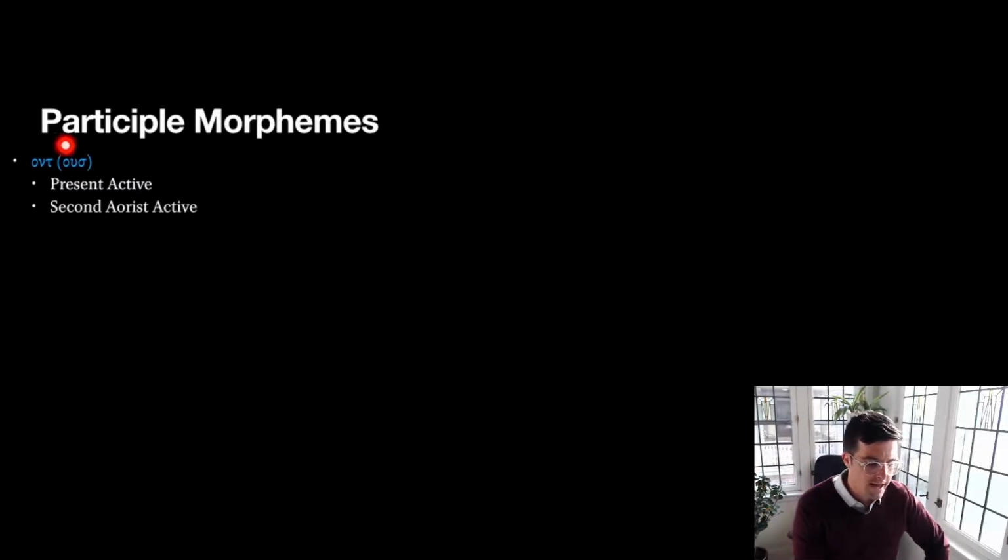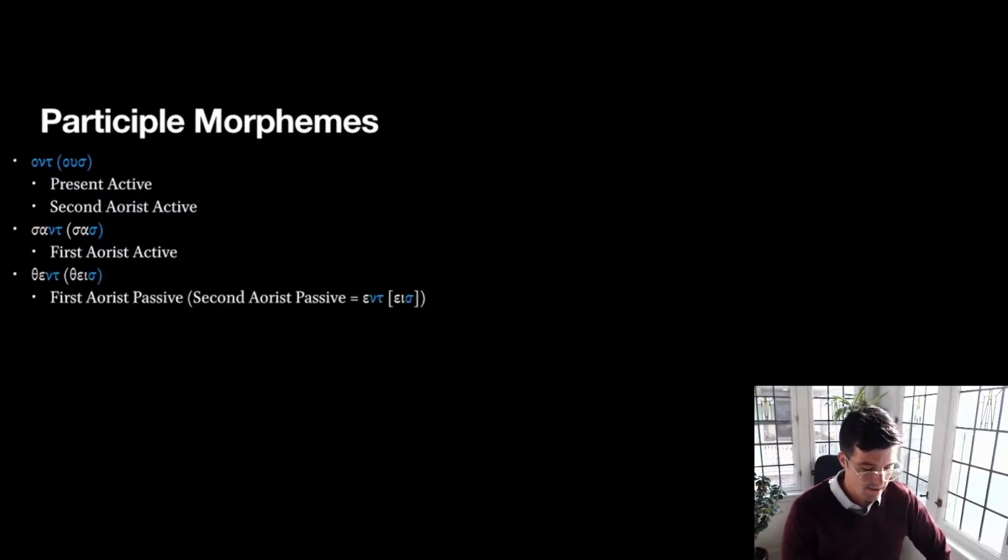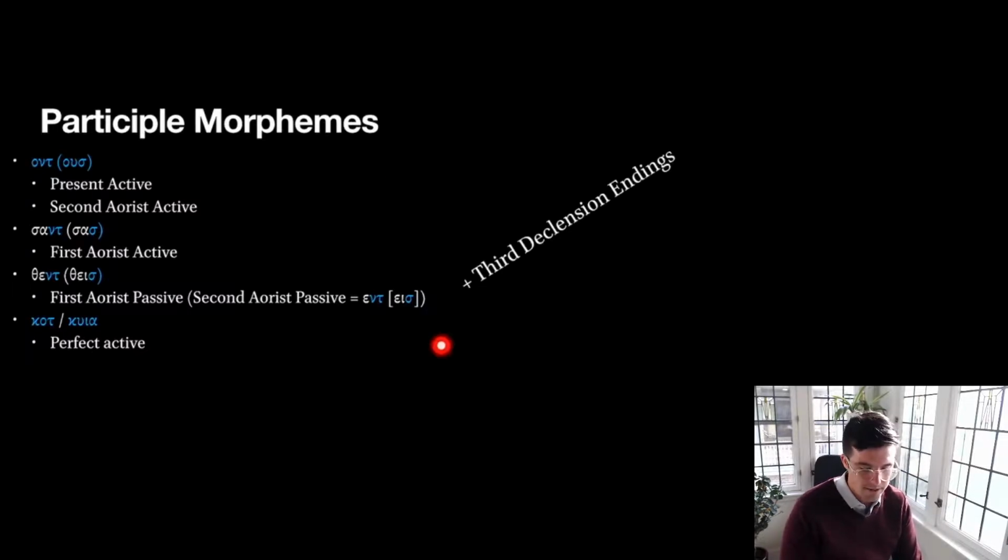So when it comes to this participle morpheme, when we see this omicron nu tau or this ous in the middle of a participle, you know you're either going to have a present active participle or a second aorist active participle. When you see sant or sas, you know it's going to be first aorist active. That sa is your hint to the first aorist. And then the nu tau or the sigma is going to be your hint to the active. The thent or the theis is going to be your first aorist passive. The theta eta is the hint to the passive and also to the first aorist there. The kot or the kuia is going to be a perfect active. And all of these take third declension endings.